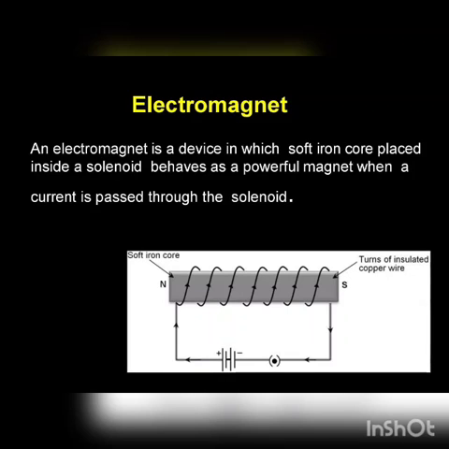Electromagnet. An electromagnet is a device in which a soft iron core placed inside a solenoid behaves as a powerful magnet when a current is passed through the solenoid.